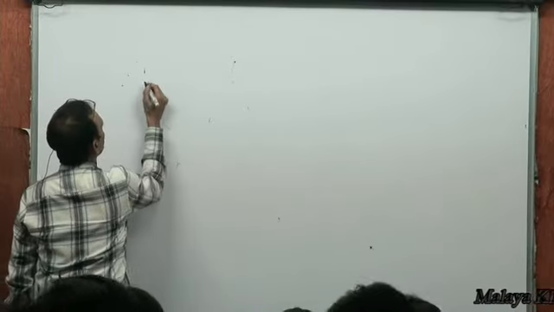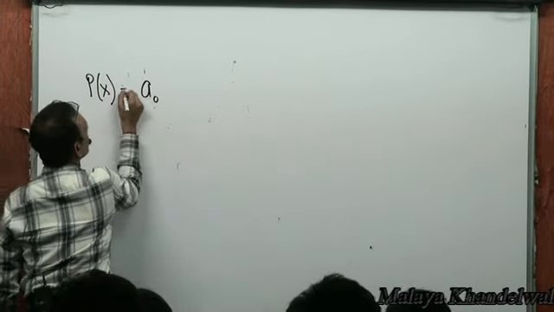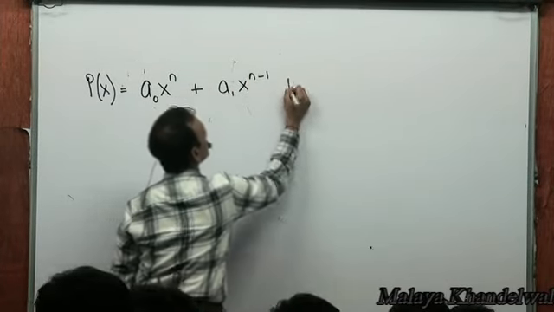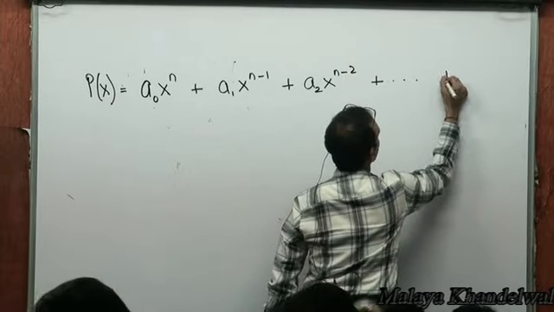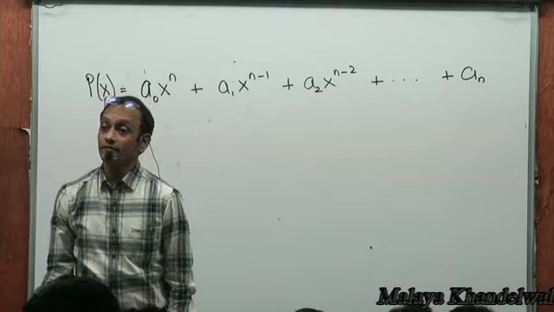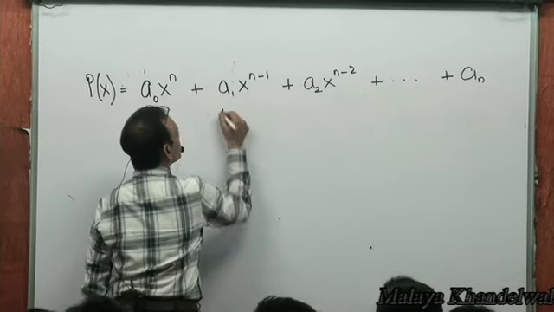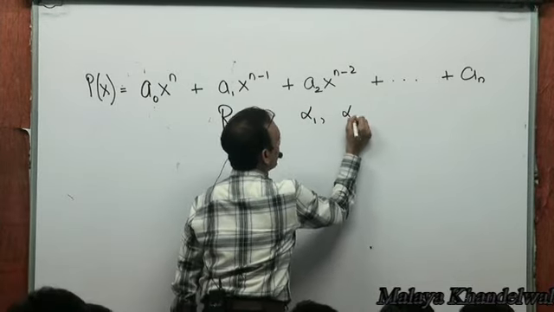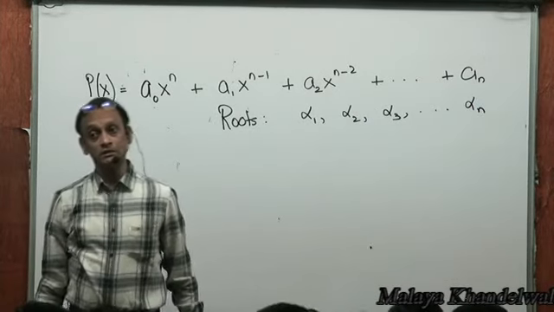See, if there is a polynomial a naught x power n plus a1 x power n minus 1 plus a2 x power n minus 2 plus and so on up to an, a polynomial of degree n in x, it will have exactly n roots, real or complex, distinct or coincident. Say alpha 1, alpha 2, alpha 3 up to alpha n would be the roots of this polynomial of degree n in x, right?